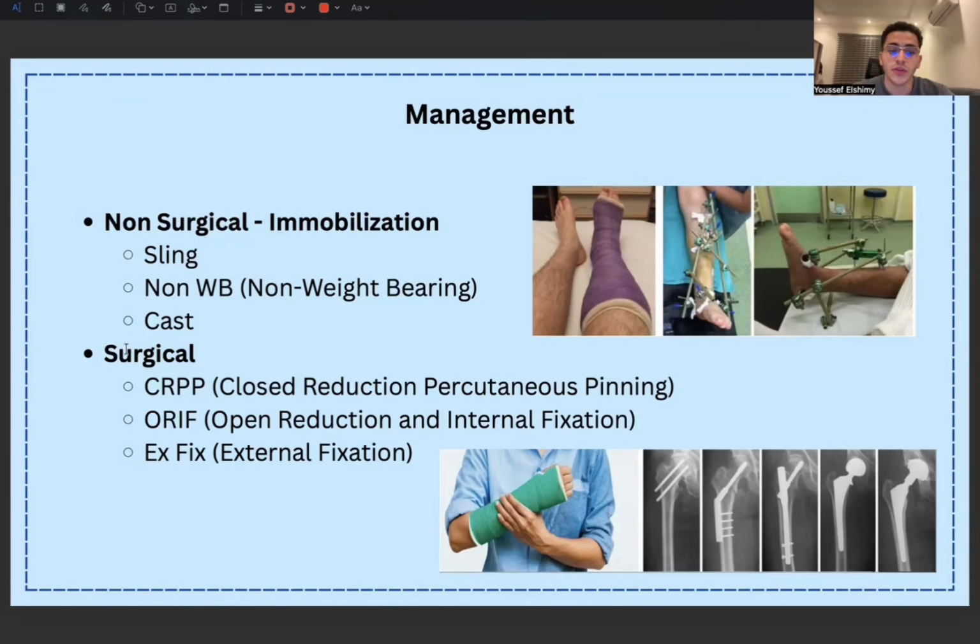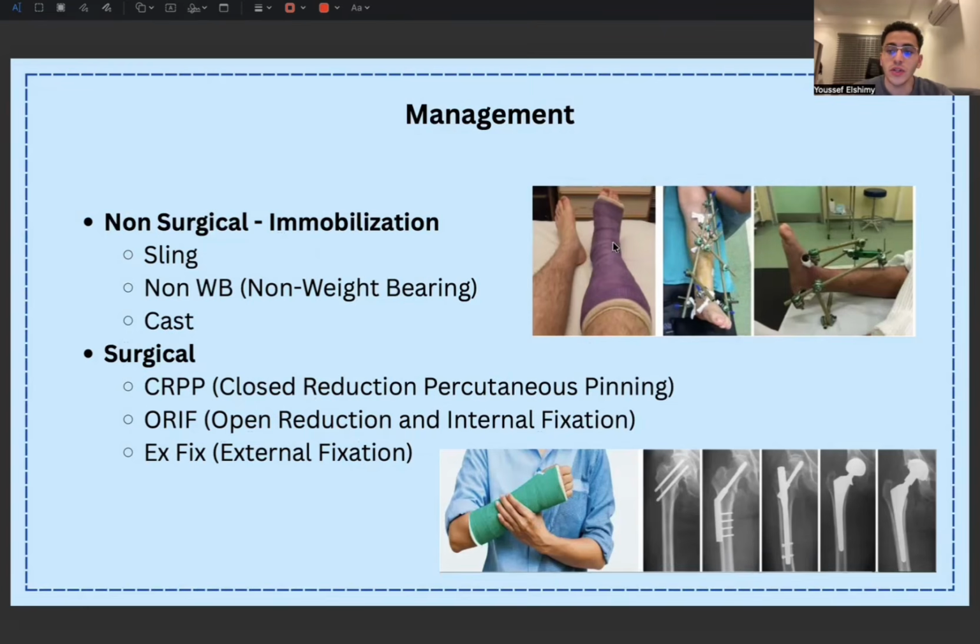These are all non-surgical and help in stabilizing the broken bone without moving it that much. Then we have some surgical techniques. This includes the CRPP, which is closed reduction percutaneous pinning. Then we have the ORIF, which is open reduction and internal fixation. And we have the external fixator or external fixation. You can see some examples here, like a cast, as well as here. This is external fixator. These are open reduction and internal fixation.